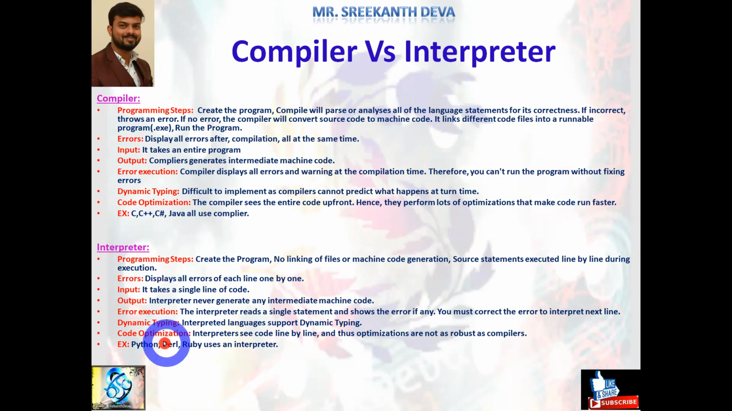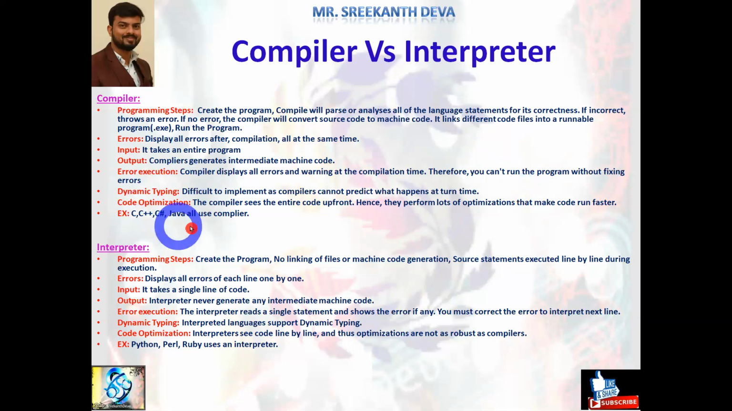But what about the interpreter's code optimization? The interpreter sees code line by line, and thus its optimizations are not as robust as a compiler's, because it takes more time in the runtime environment. But in the case of compilation, it loads the entire source code at a time. After that, it converts it into machine code once. That code is then sent to the runtime environment, and that becomes faster.